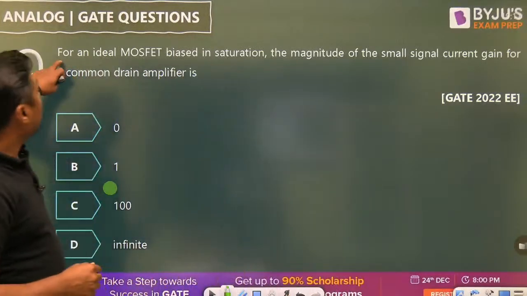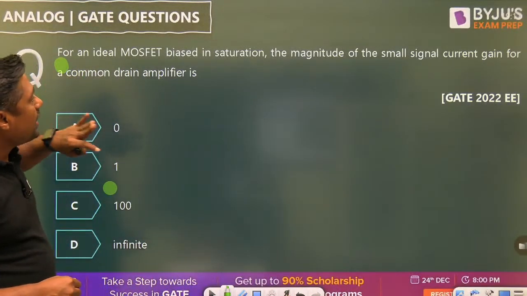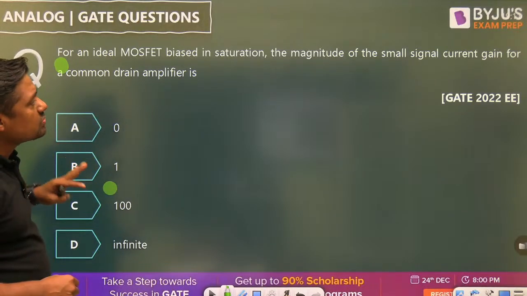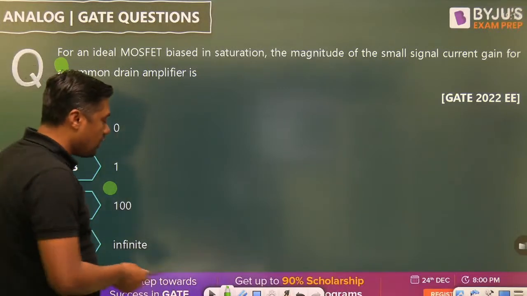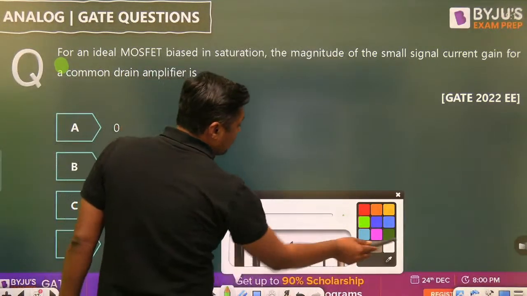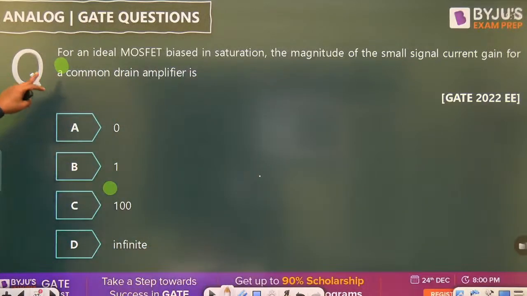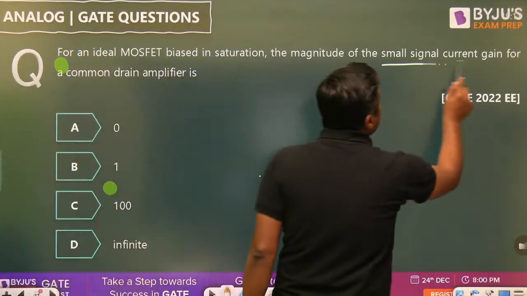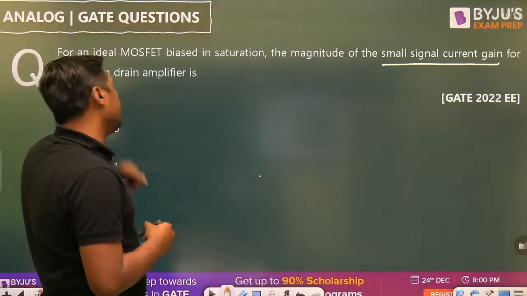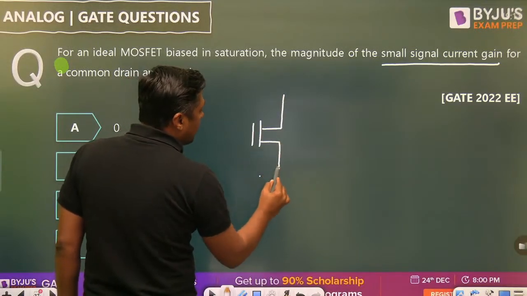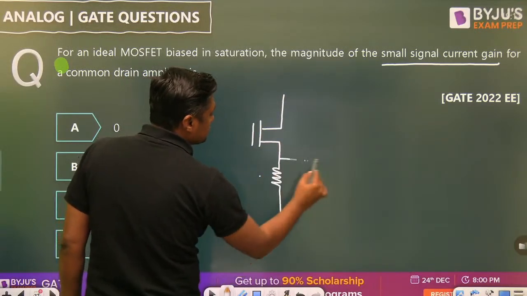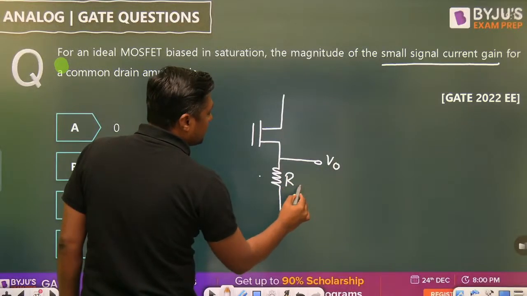For an ideal MOSFET biased in saturation, the magnitude of the small signal current gain for the common drain amplifier. I think this is a 1 mark question, but again it is a very conceptual question. Not asking about the voltage, small signal current gain for the common drain amplifier. What is the common drain? Common drain means we are taking the output from the source. This is the output. Here we are connecting the RS resistor.